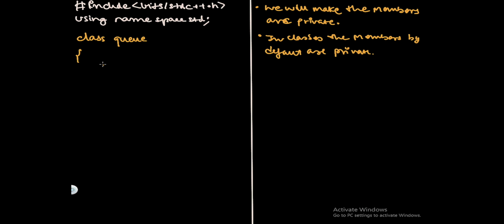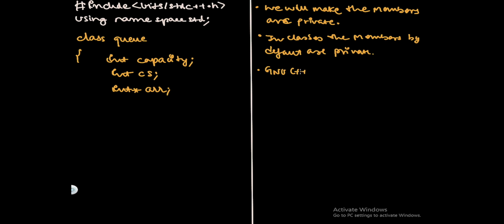So let us make the members. The first one would be the capacity, which would be the maximum size the queue can hold. Then the current size, and an integer type pointer array. Why an integer type pointer? Because the GNU C++ compiler allows dynamic arrays with the size given as input, but other compilers don't. So we would be using the classical method.